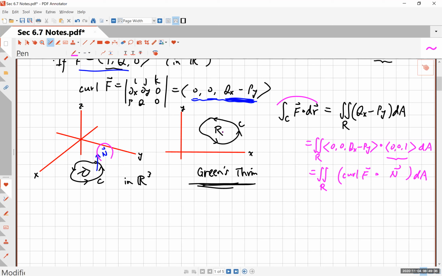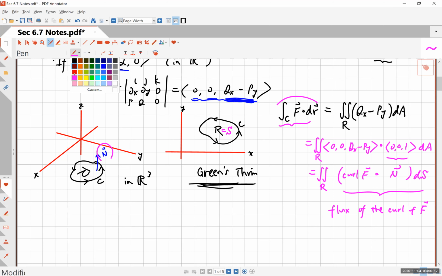And by the way, you can think of this as your surface. You can parametrize that surface even though it's on the xy plane. And so this dA would be the same as dS. Now this may look familiar, I hope it does. It's the flux, but it's not the flux of f. It's the flux of the curl of f. So what we will say in Stokes' theorem is that the line integral, when you add one dimension to this, the line integral about the boundary of a parametrized surface will be the flux, the integral of the flux of the curl of f.